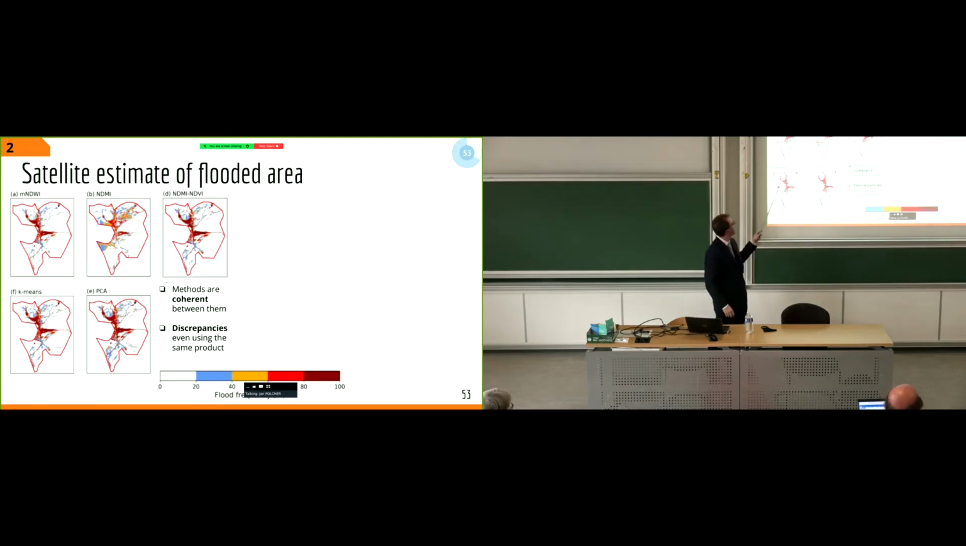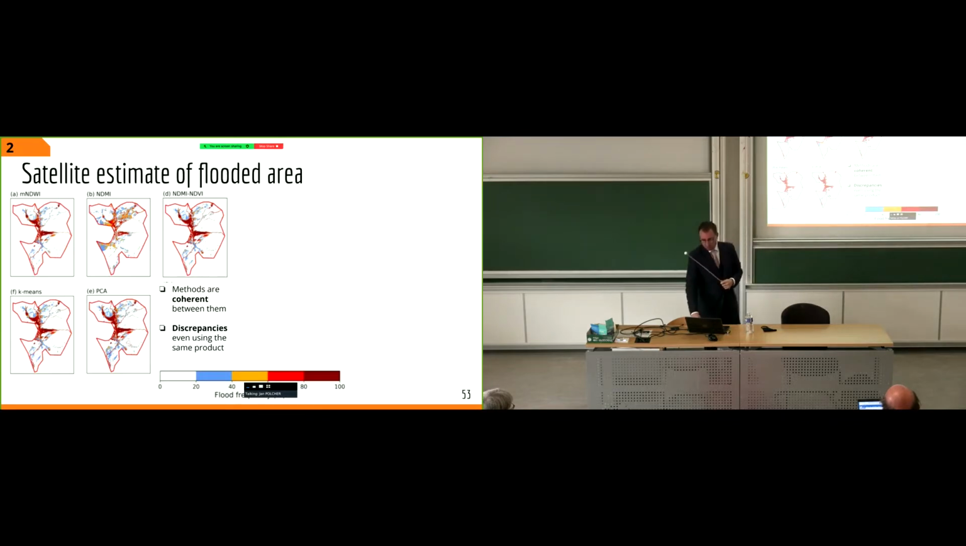These are the results for these 5 different methods, and what you can see first is that these methods are coherent between them. However, there are some discrepancies even though they are using the same product. You can look, for example, at the NDMI threshold method, and you can also look at the south of the Pantanal where there are more discrepancies.